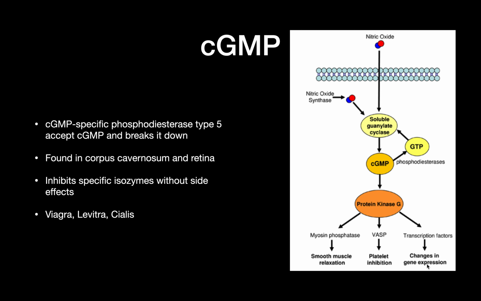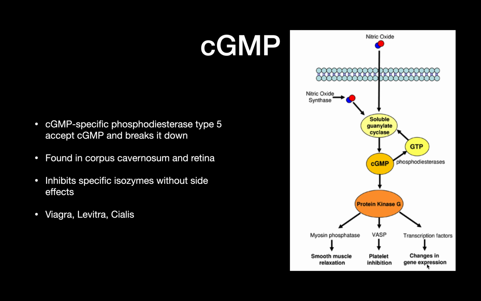So these are found in the corpus cavernosum and the retina, and they inhibit specific isozymes without side effects. So this is actually a hot topic for research right now. It is used to promote vasodilation in these drugs, Viagra, Levitra, and Cialis, and they are used to treat erectile dysfunction.